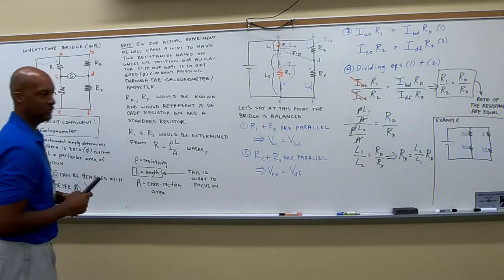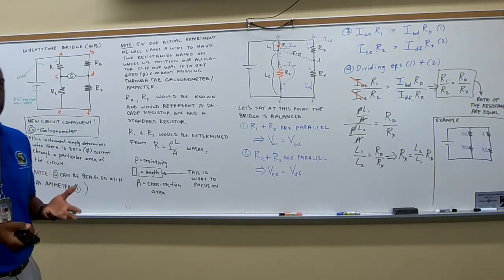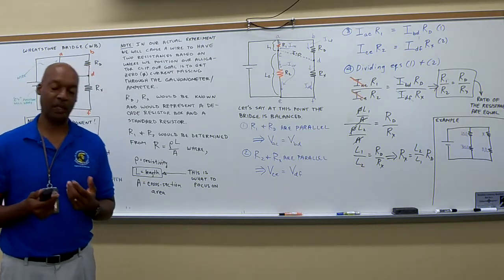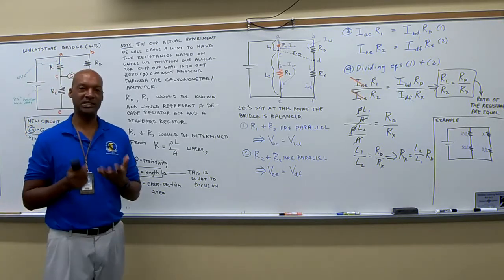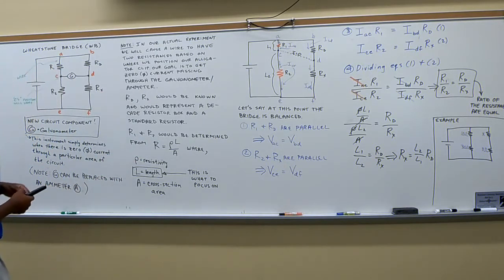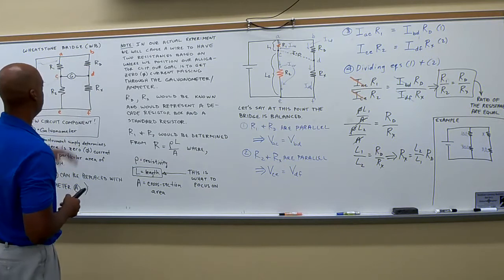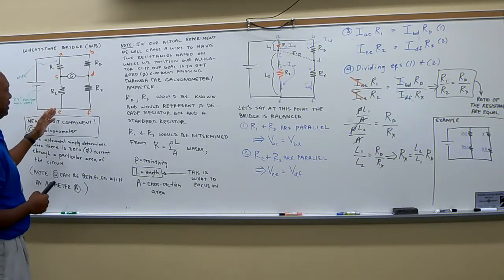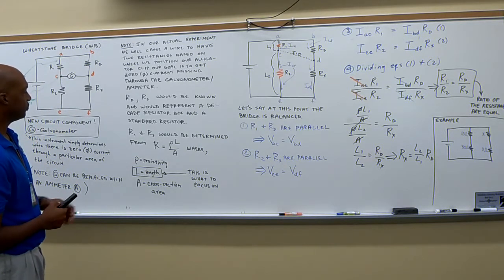R sub D is the decade resistance box that you've already worked with. R sub X is just a resistor of a given resistance. So maybe 10 ohms, 20 ohms, 15 ohms. And then we have these 6 different points, A, B, C, and D, as well as E and F.